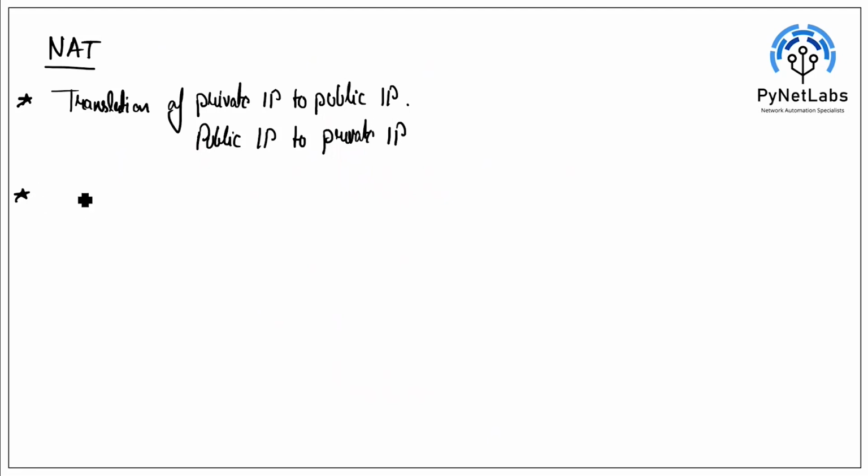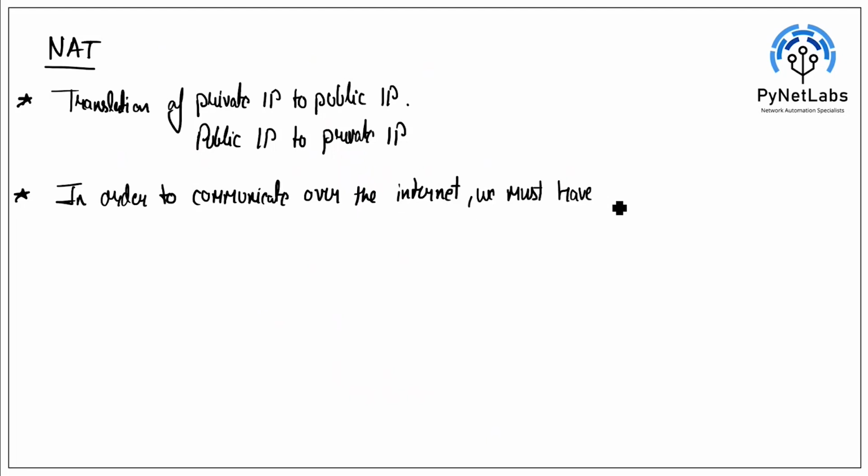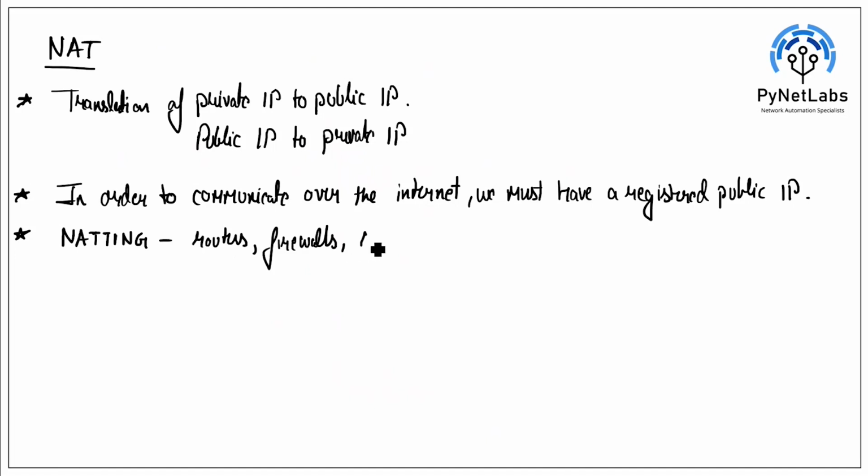In order to communicate over the internet, we must have a registered public IP. NAT can be configured on routers, firewalls, and servers.